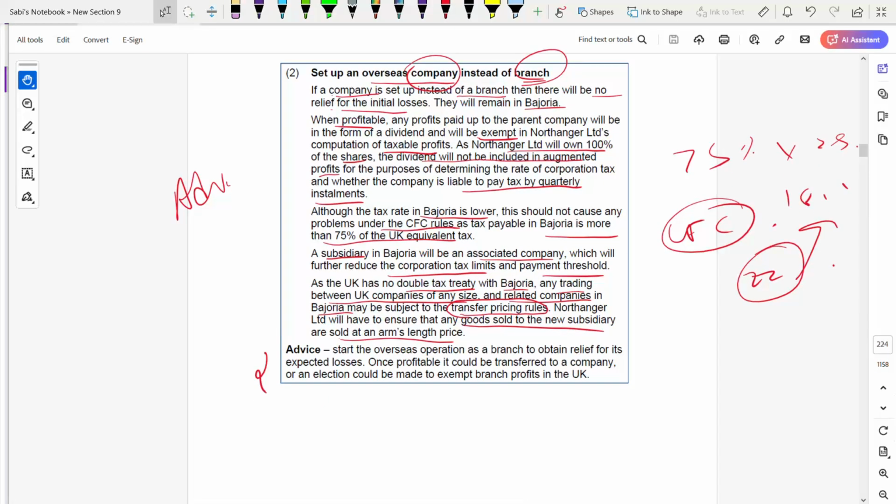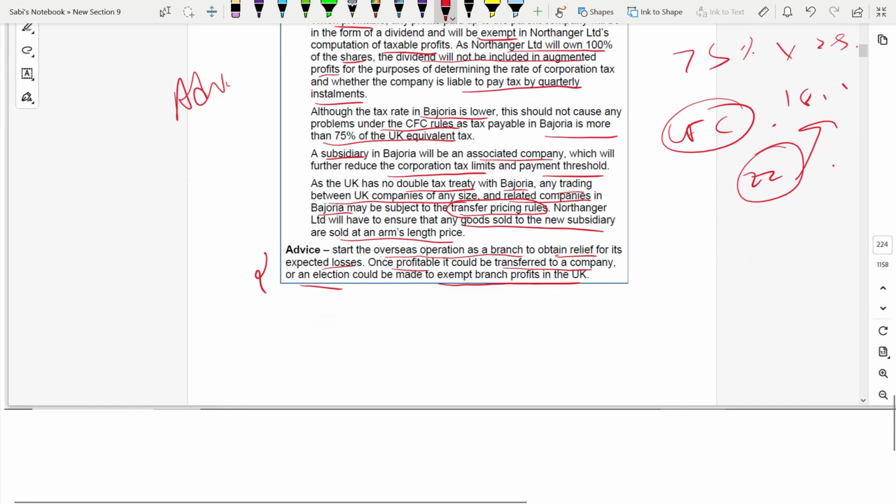Now, advice. So, advice would be what? Start the overseas operation as a branch first to obtain the relief for the losses. Once it is profitable, transfer it to a company. From the branch, transfer it to a company, or make an election so that you can exempt the branch profits in UK. Very shortcut advice.